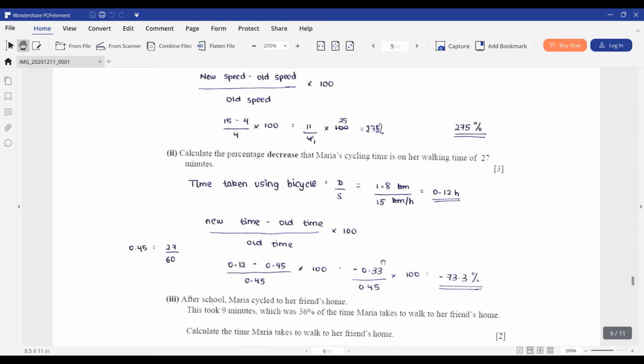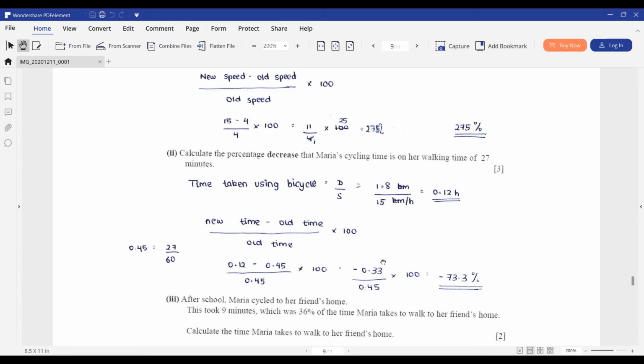Calculate the percentage decrease that Maria's cycling time is on her walking time of 27 minutes. So the first thing we want to know is the amount of time she took using her bicycle. How do we calculate time? Time is given by distance over speed. Distance is 1.8 kilometers and the speed is 15 kilometers per hour. 1.8 divided by 15 is 0.12 hours.